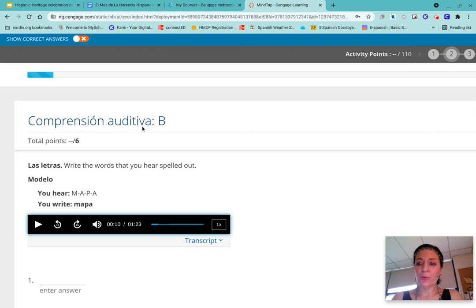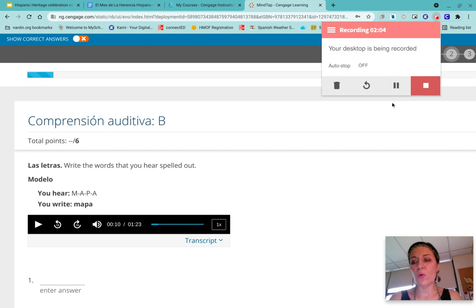I do go through these tests after you take them to review and make sure that everything looks good, meaning that they didn't mark something incorrect, like if you put a dash in there. But you don't need to put the dash. You're just writing the letters that you hear. So you definitely want to study your alphabet and know your letters. A, E, O, U, and then the rest of the alphabet too.